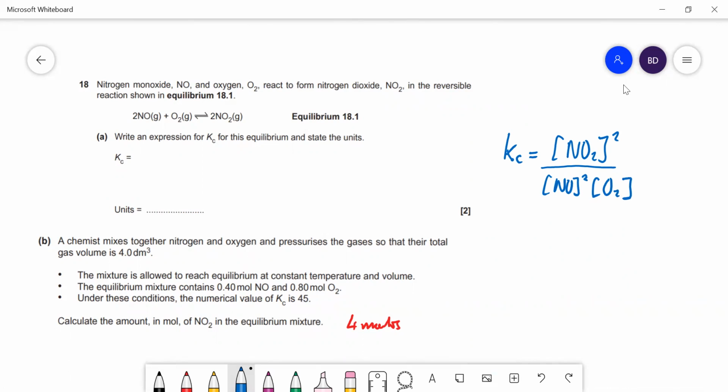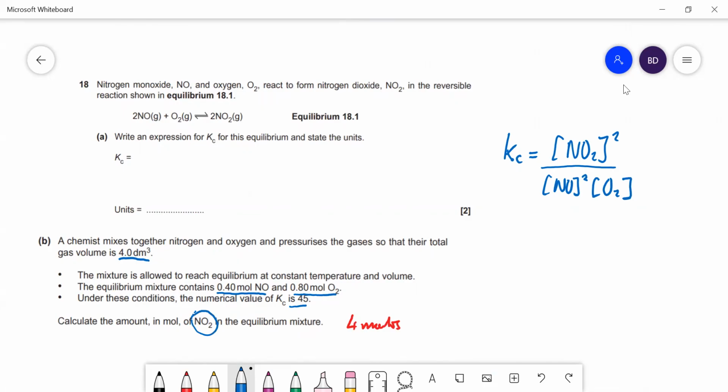Right. So we've got a chemist who mixes together nitrogen and oxygen and pressurizes the gas, so the volume is 4 dm cubed. It's allowed to reach equilibrium, and at equilibrium we're told the number of moles of nitrogen oxide and the moles of oxygen, and we're told the value of Kc, but we need to find out the number of moles of NO2.